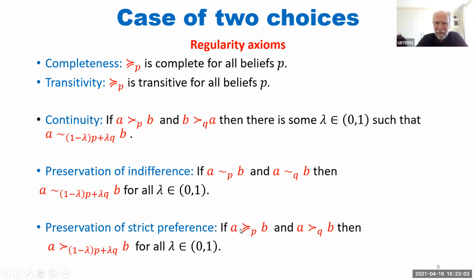So here you could say there are two cases. Either you always strictly prefer A to B at P, and since at Q you also strictly prefer A to B, then everywhere between P and Q you would still strictly prefer A to B. But the more intricate case would be where at P you are indifferent between A and B, and at Q you strictly prefer A to B. Then you are moving towards a belief Q where you strictly prefer A to B, so as soon as you leave the belief P, you already strictly prefer A to B. And that's what this axiom is saying.